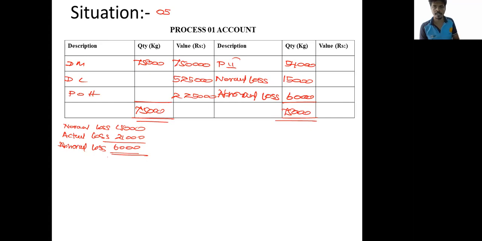Here, normal loss can be sold out for 10 rupees per kilogram. That means value of it is 150,000. Then we can have a scrap account. Process one account credit, so scrap account should be debit as P1, here 150,000.